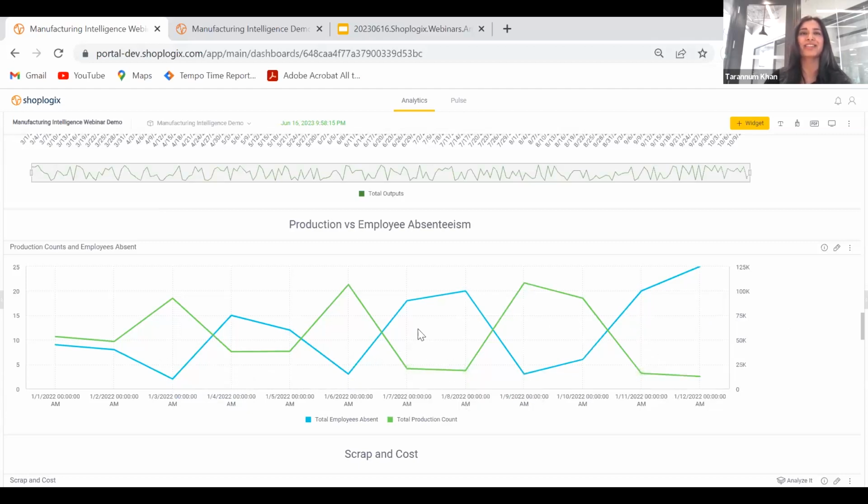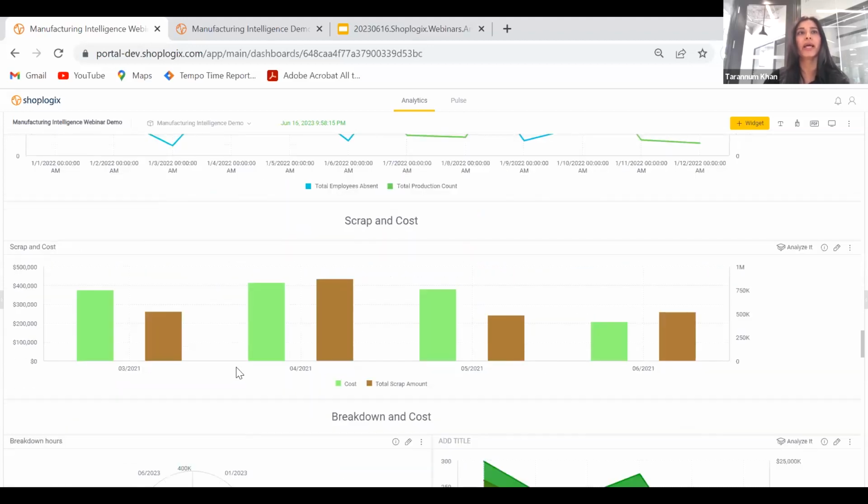I don't have time to show you more, but there's additional stuff you can do with this. You can also add in another layer, so a 3rd line to this, and actually start to look at production areas or production lines that were significantly impacted by absenteeism versus just overall production. In here, you can see scrap versus cost, so side by side.